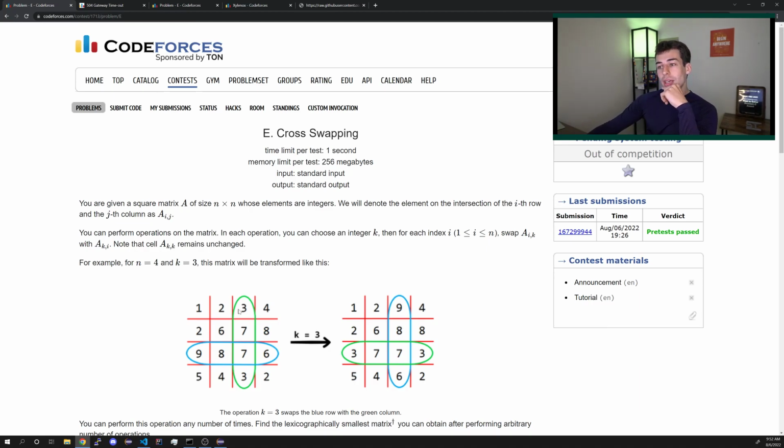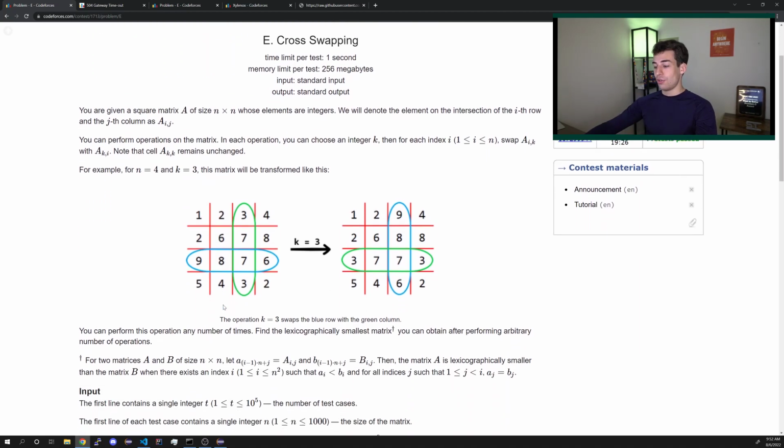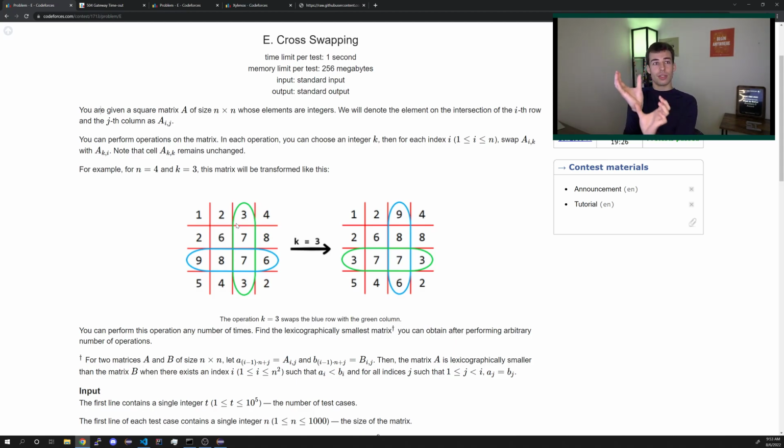Cross swapping. So yeah, in this problem you have a grid, and you're allowed to do this operation here. This picture is the best way of explaining it. You take a column and a row, and you switch them, right? So the column becomes the row and the row becomes the column. They'll share one space, but it'll be the same, so obviously it stays the same. So this is what happens.